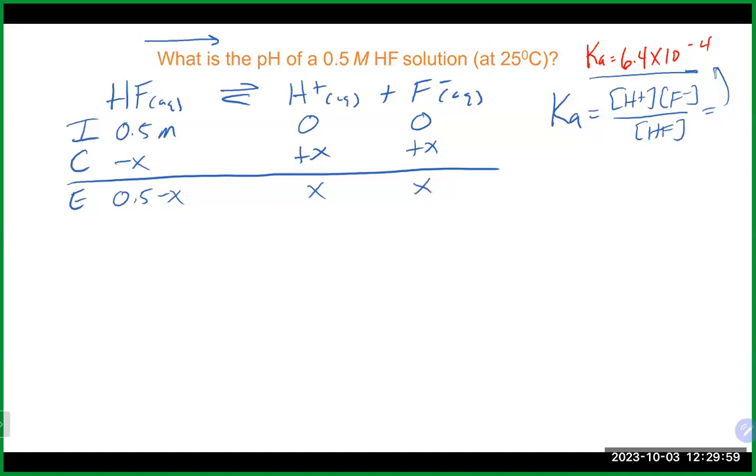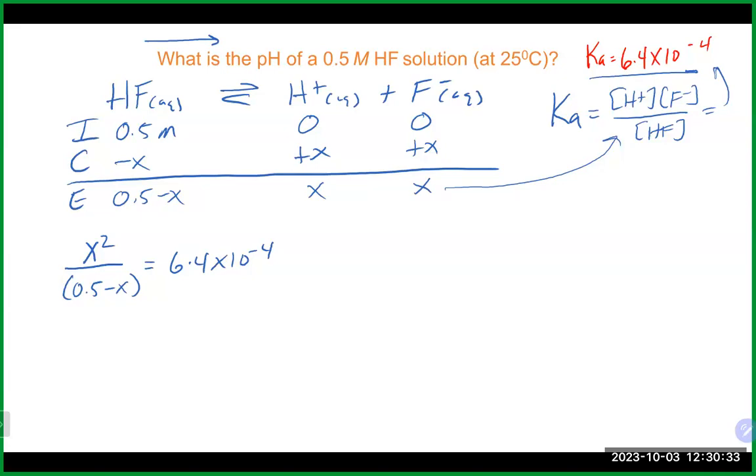Now that we have our ICE table set up, just like before, we take our equilibrium line and put it into our expression. That's going to give me x squared over 0.5 minus x, and that will equal our 6.4 times 10 to the minus 4. At this point, we want to solve it. When I look at that K value, is it a large value or a small value? It is small, which means when I have a small value of K, I can do what?